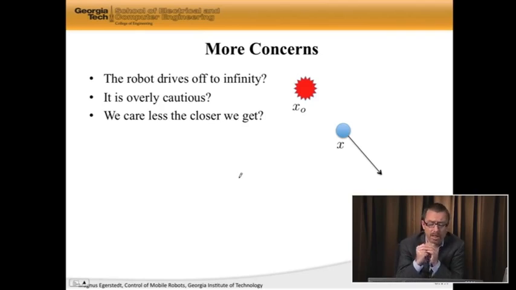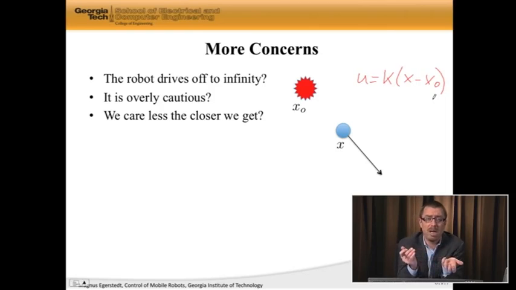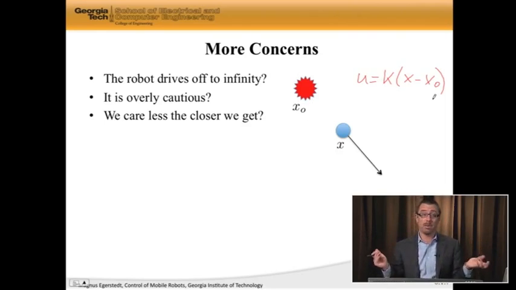The other thing that's a little weird, if I use u = k(x − x_obstacle), is that it's a rather cautious system. We seem to be avoiding obstacles that are also behind us, even though that doesn't entirely make sense. And we also care less about the obstacle the closer we get, which absolutely makes no sense, because we should care more the closer we get.